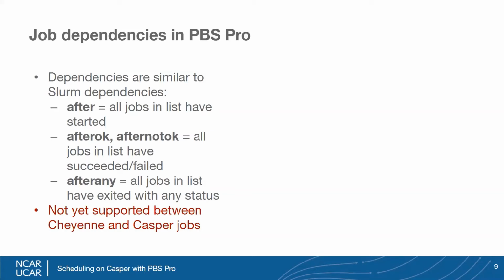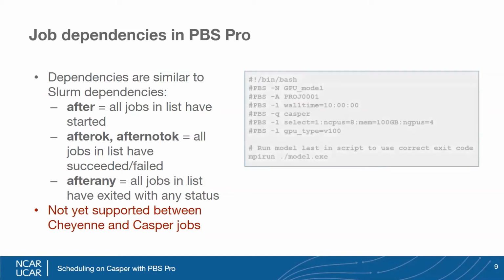And in my experience, the afterok condition is the one that most people use. An important point here is that dependencies, as I mentioned early on, are not yet supported between Cheyenne and Casper jobs, but that is the ultimate goal. So at that point, we'll have some added capability, but also a little bit added complexity there, and we'll describe that when that capability comes online.